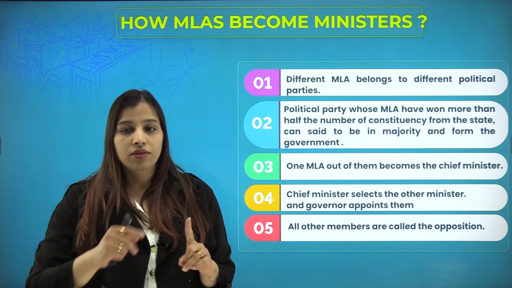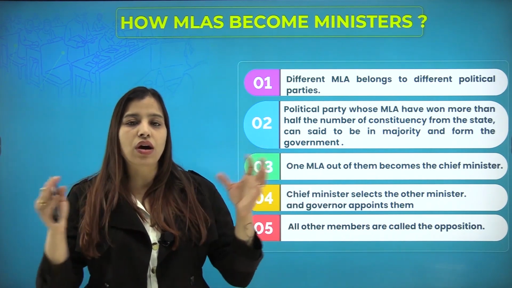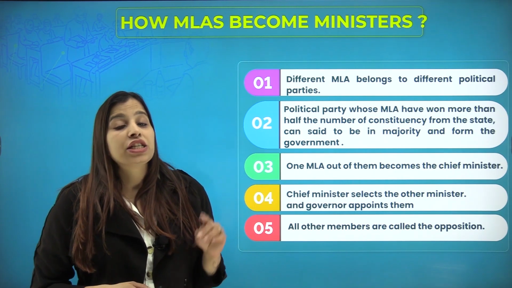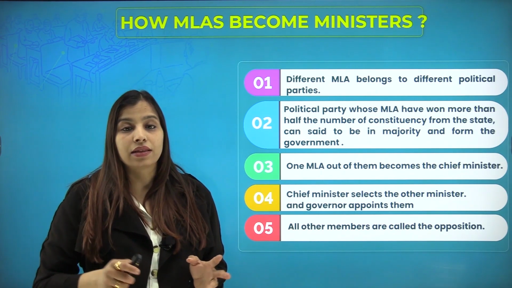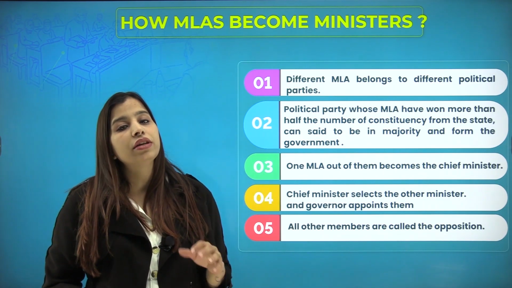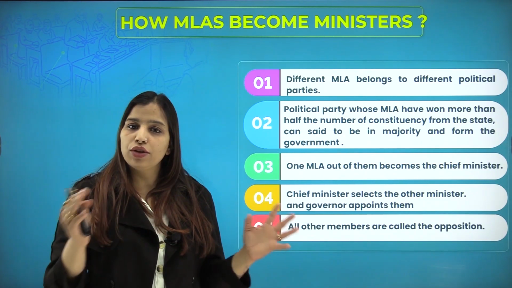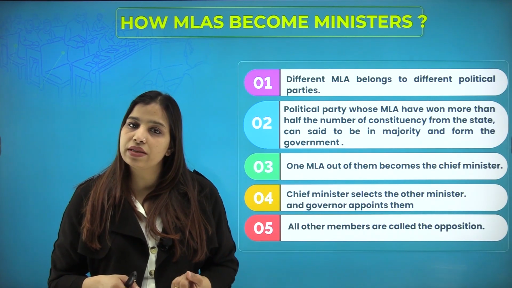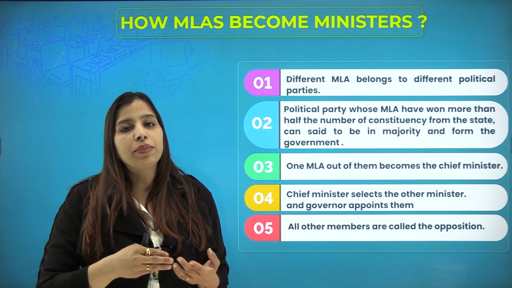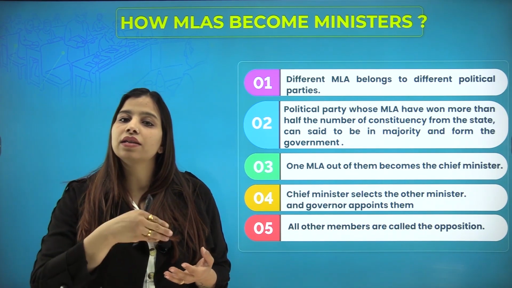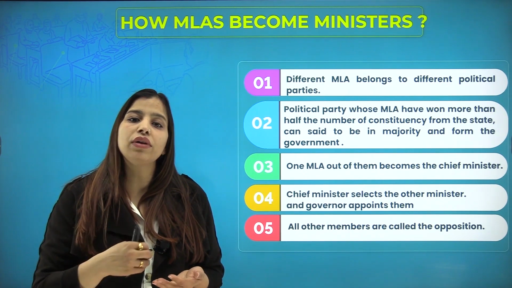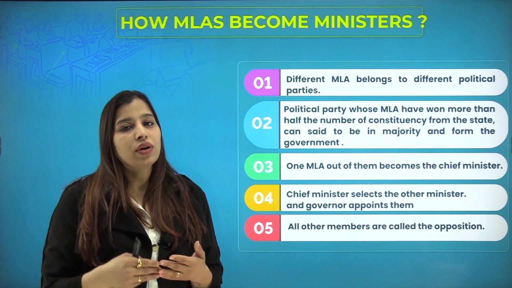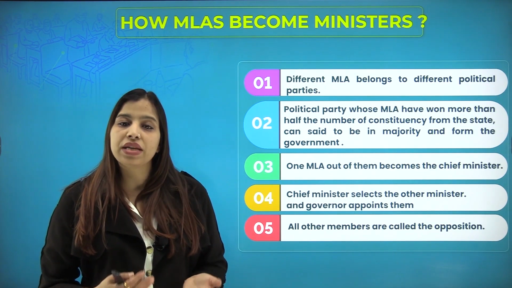One MLA of them, like there are several MLAs, so out of those several MLAs, one becomes the chief minister. The chief minister then selects the other ministers and the governor appoints them. So basically, suppose there are 10 people, out of those 10, one will become the chief minister, and out of the other 9, the chief minister is going to select who he or she wants to nominate for different posts, and once they are selected, they become the ministers.